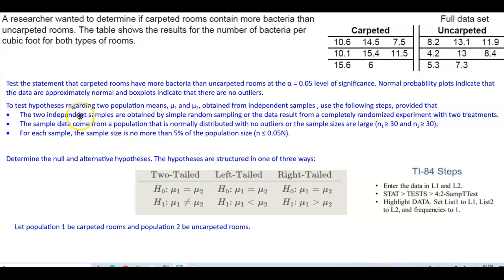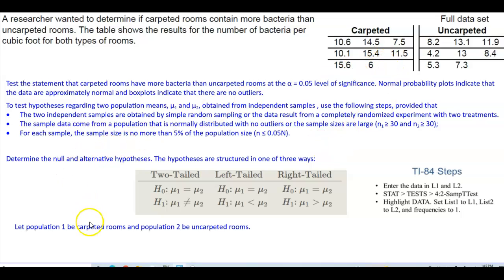Okay, now to test hypotheses regarding two population means obtained from independent samples, we're going to use the following steps. Provided that the two independent samples are obtained by simple random sampling, or the data result from a completely randomized experiment with two treatments, which that is. The sample data come from a population that is normally distributed with no outliers, or the sample sizes are large. Well, the sample sizes are not greater than or equal to 30, so we've got to check that they're normally distributed with no outliers. And then for each sample, the sample size is no more than 5% of the population size, which is the case here.